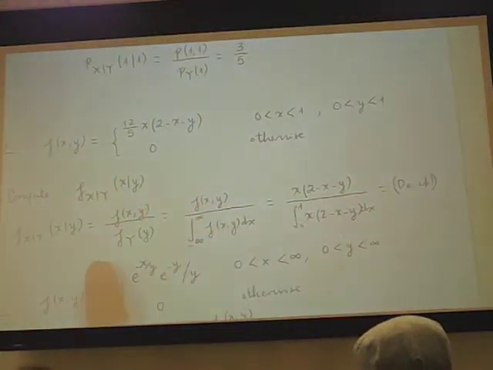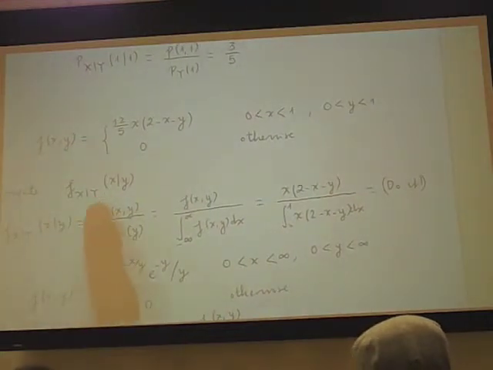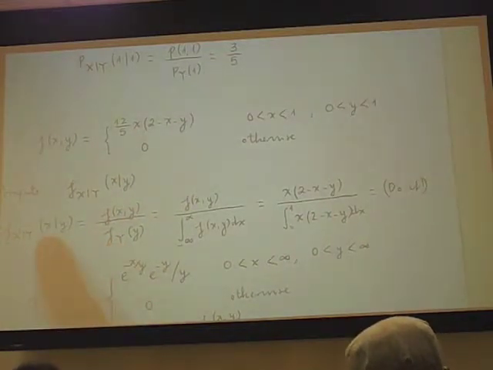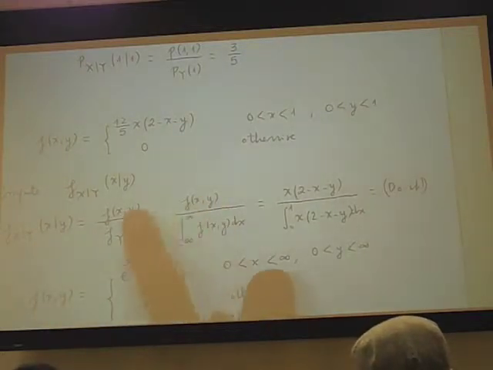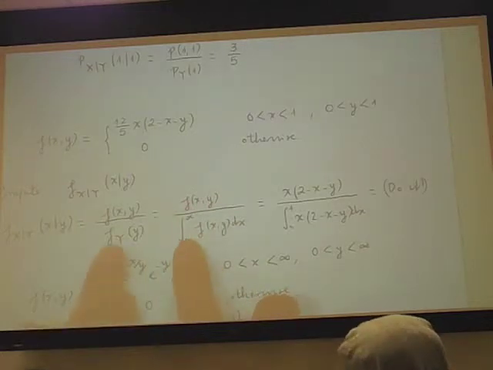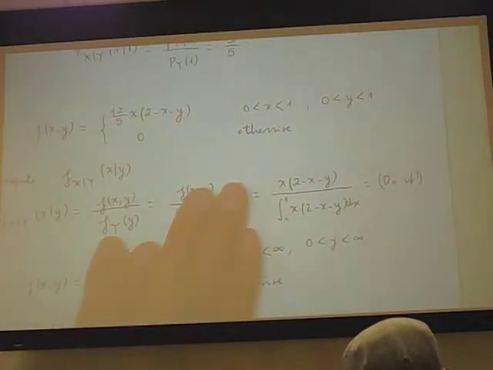Well, by definition, it's going to be what? The joint density function of x and y over the marginal density of the condition. It's this guy right here. So therefore, the top right here, just rewrite it like that, and the bottom right here, how do I compute f of y?